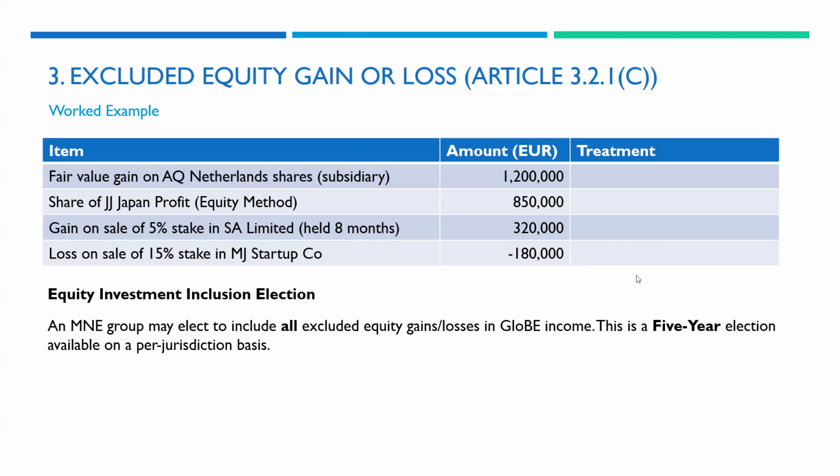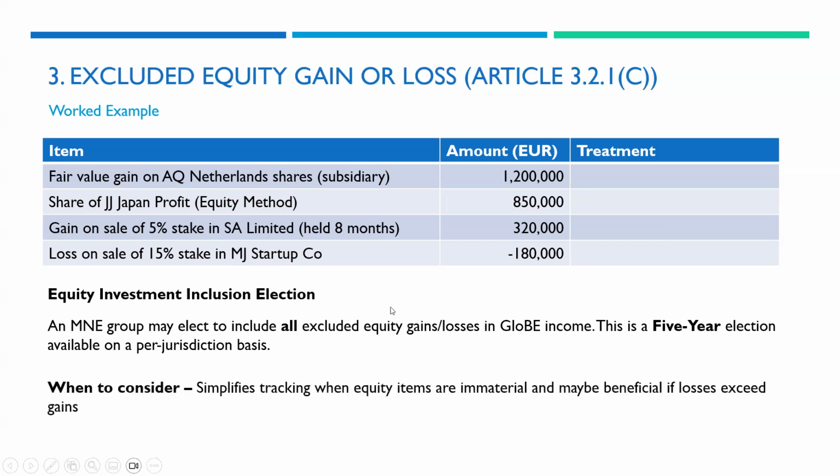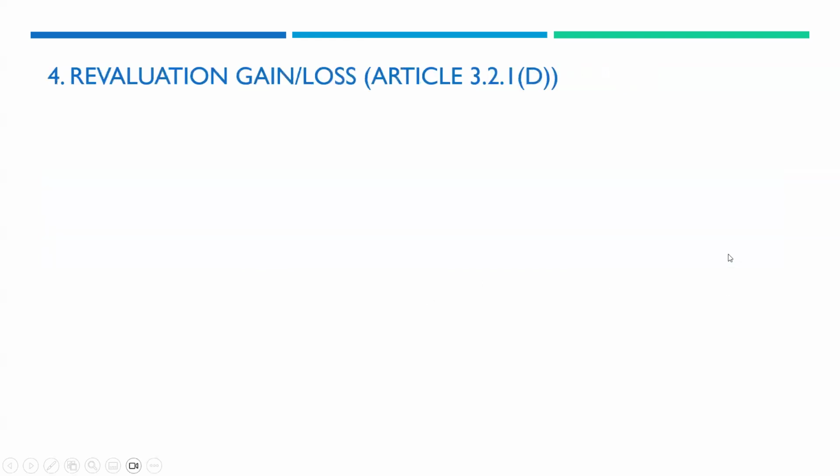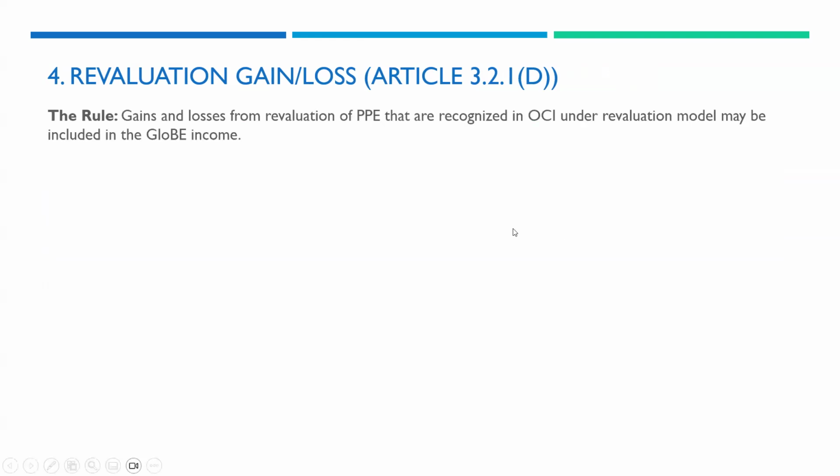Anyways, so this is the excluded equity gain or loss. This is number 3. So it simplifies tracking. Now number 4 is revaluation gain or loss. Now, what is the rule?